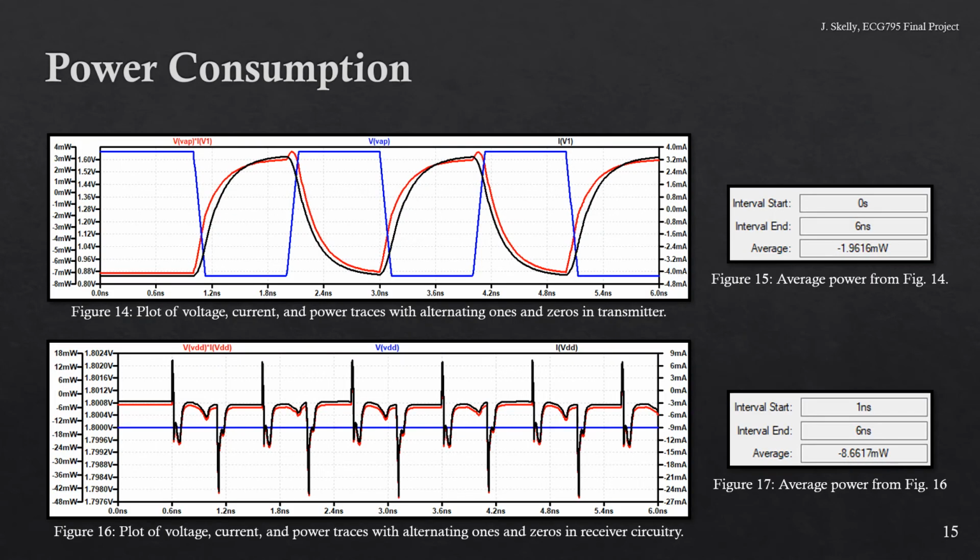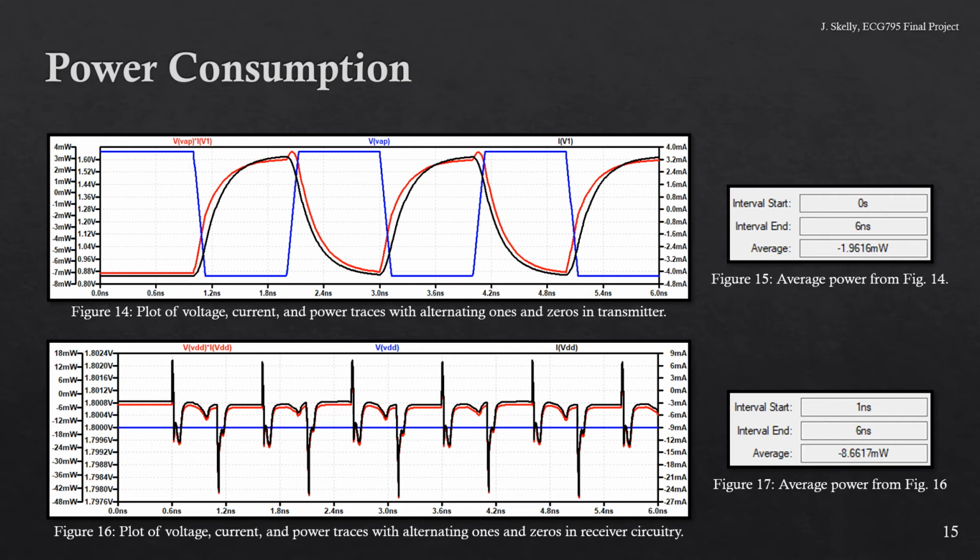The analysis of power consumption was split into two main portions, the transmitter side of the circuit and the receiver side of the circuit. The analysis was performed by using SPICE to find the average power per cycle supplied by the transmitter voltage sources and the average power per cycle supplied by VDD to the receiver circuitry and summing these two averages. Figure 14 shows the plot of voltage, current, and power when sending alternating ones and zeros down the channel at 1 gigabit per second.